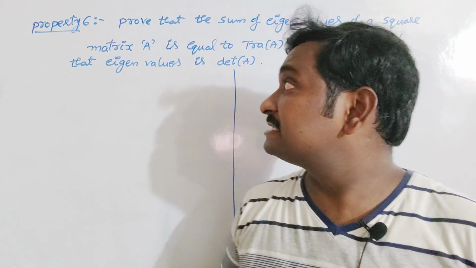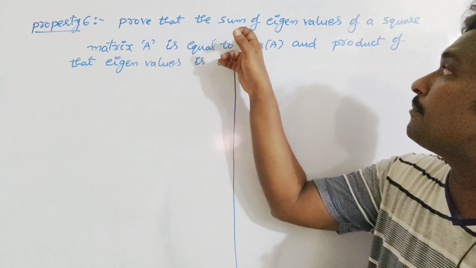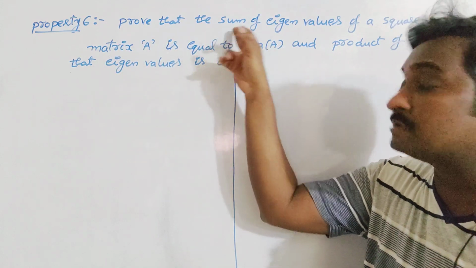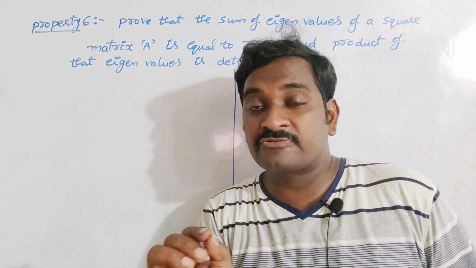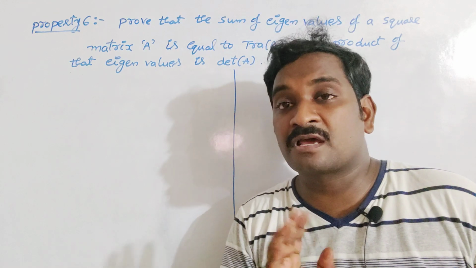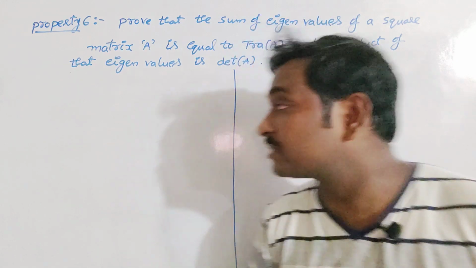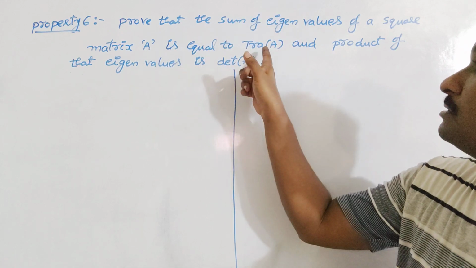Hi everyone, this is another property of eigenvalues. Prove that the sum of eigenvalues, sum means addition of eigenvalues, of a square matrix A. Already you know that only square matrices contain eigenvalues. Eigenvalues do not exist for rectangular matrices. Don't worry. The sum of eigenvalues of A is equal to the trace of A.